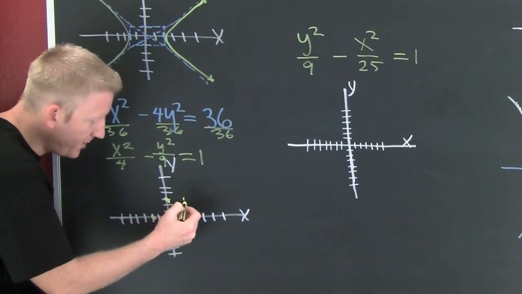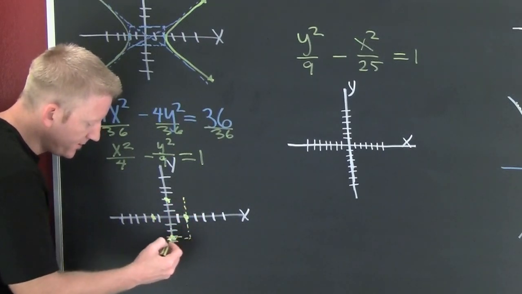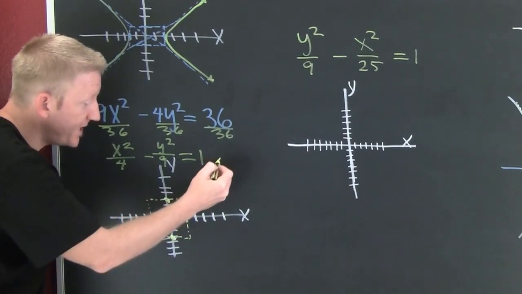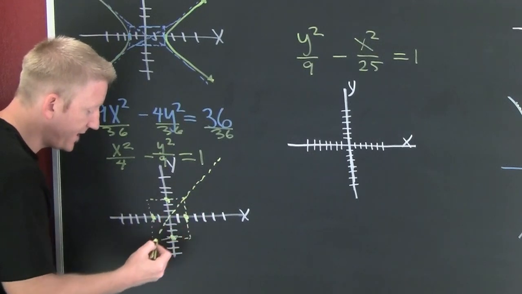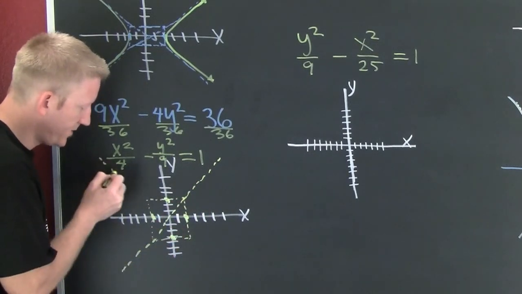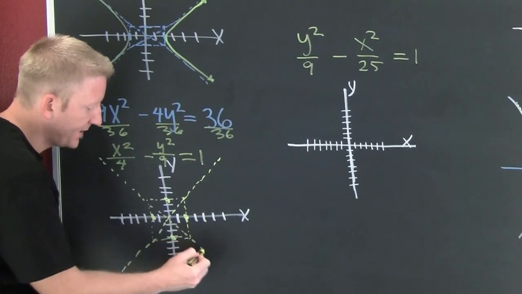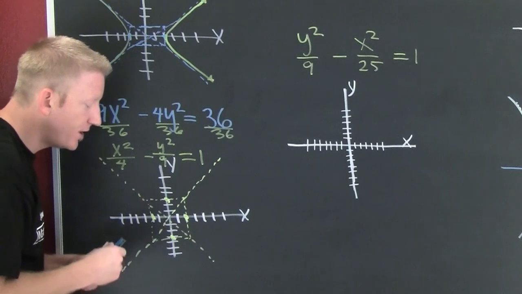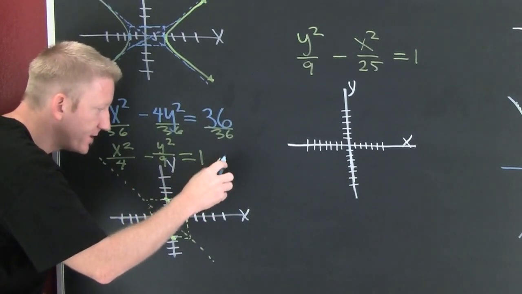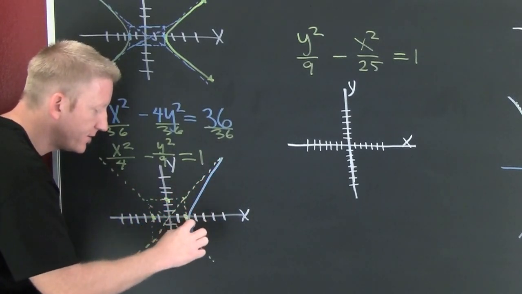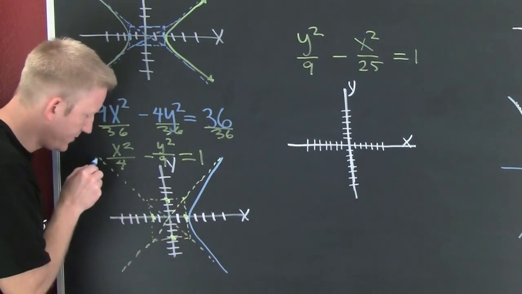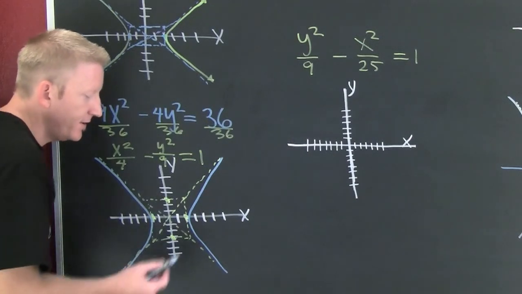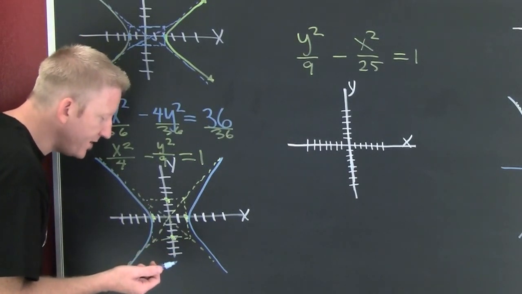Then I'm going to make a box. Then I'm going to connect and extend the diagonals of that box. Then I find the sign is negative on the y, so it opens away from y. And it's going to look like this. Nice. Are we ever going to get an example where it opens the other way?